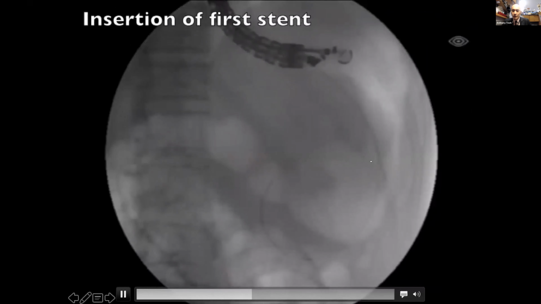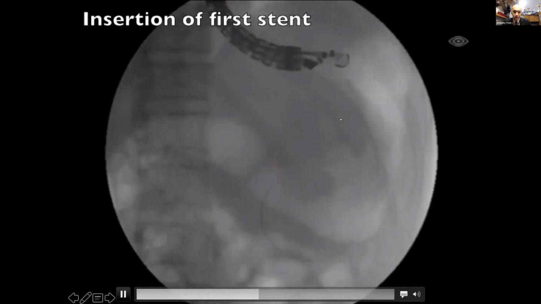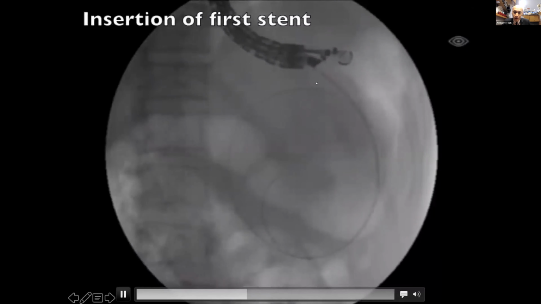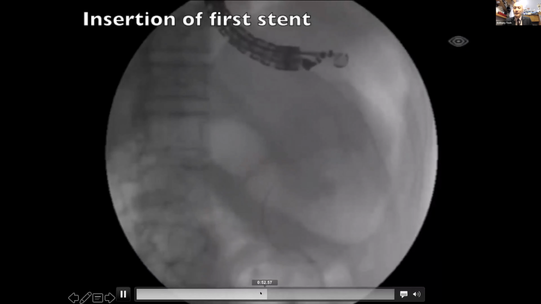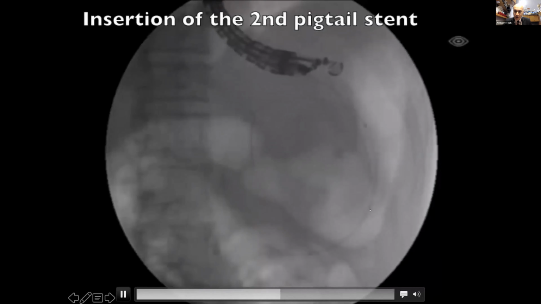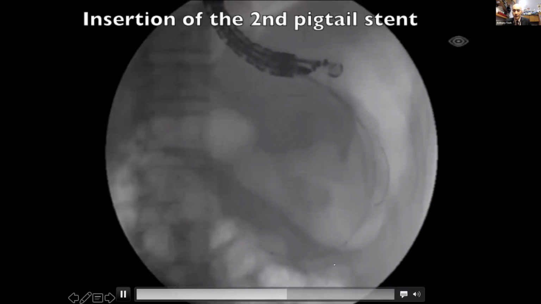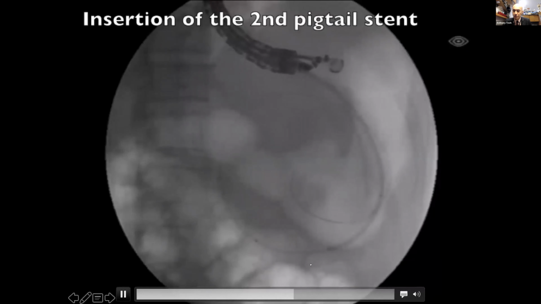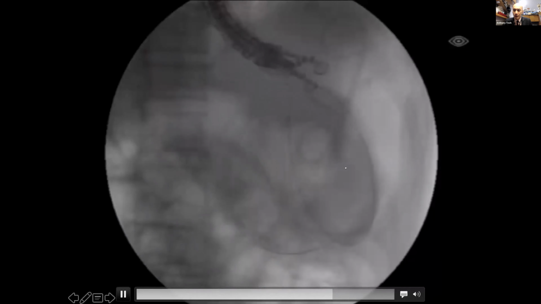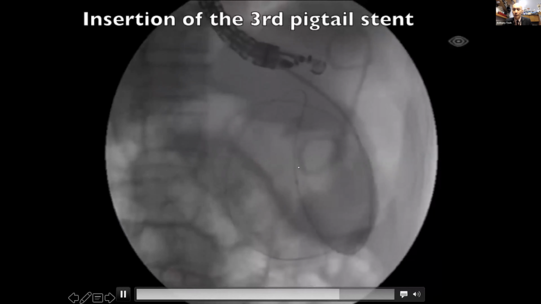And then we need to insert 2 wires. So it was already done here, 2 wires, you can see. So for the first wire, I inserted a straight stent. But I think if you plan to insert 2 plastic stents, you can insert a double pigtail. This is the second plastic stent being inserted. And for security, I inserted 1 more.